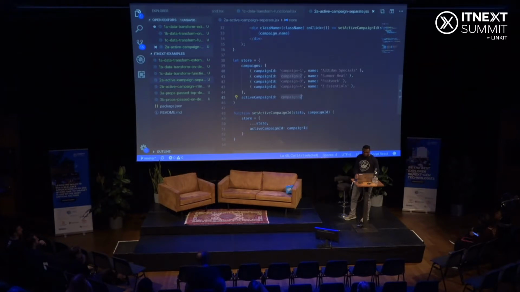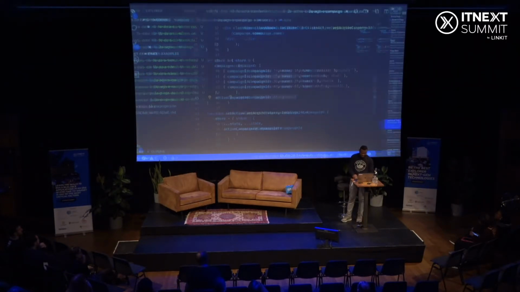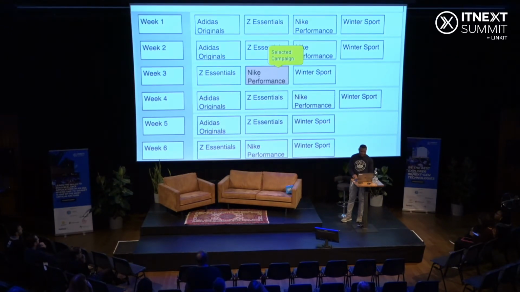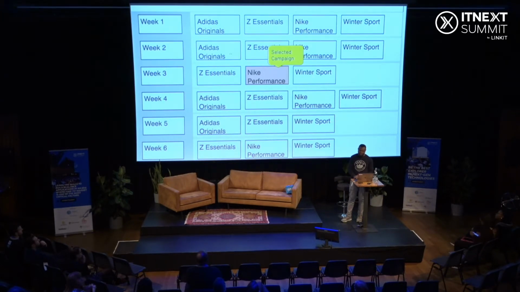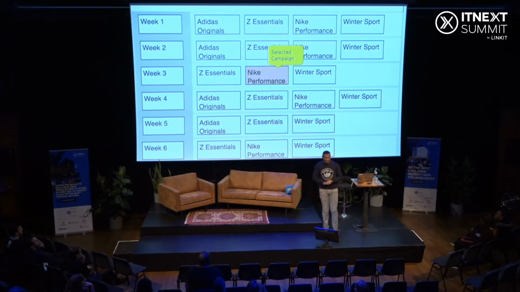Why was it really bad? Why it was bad is because for you to highlight this campaign, you have to compare this campaign ID to the currently active campaign ID, which means you need to pass the currently active campaign ID to every single campaign card. Does it make sense? So we need to pass this campaign ID to every single item. And when the active campaign changes, what does it mean? We are going to render every single card.